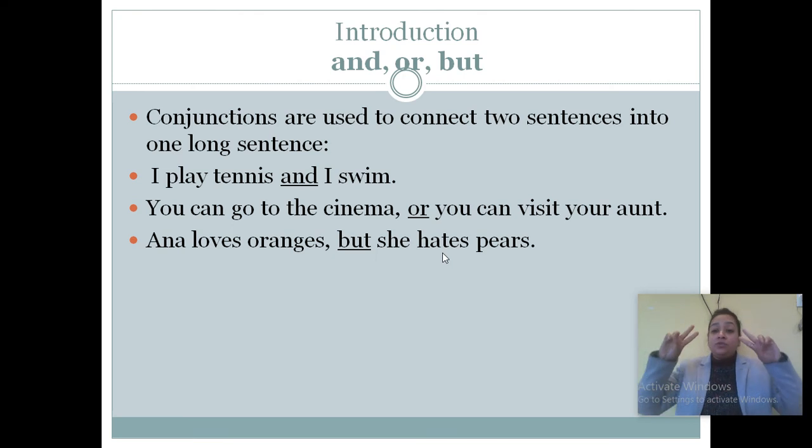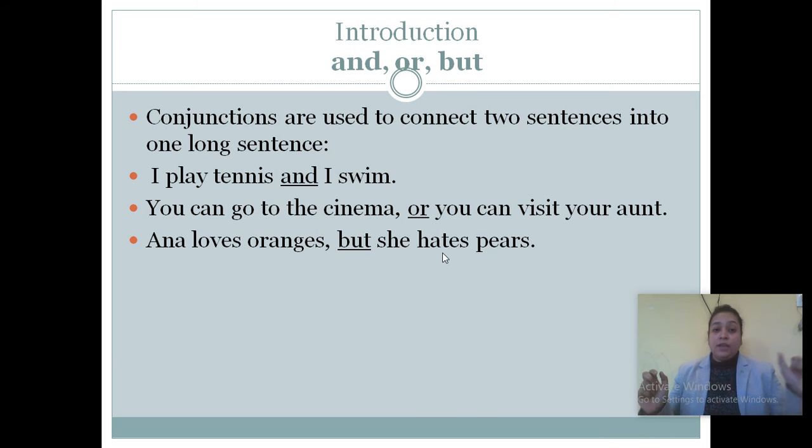Then we have, you can go to the cinema, you can visit your aunt. When we are giving two options and you have to select only one, then we use or. So, you can go to the cinema or you can visit your aunt. There is one comma before or. We usually put a comma before or, to tell that this is the first part of the sentence, and after or there will be the second part of the sentence.